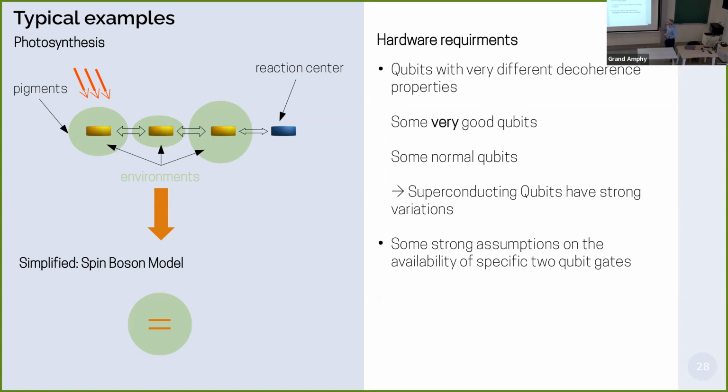And now there are some hardware requirements if you want to consider this. Basically, what we would like to have is qubits. We want to have a big chip, and the qubits have differing decoherence properties. Some of the qubits, in our case one, should be very good, and the others can be, let's say, normal. If your qubits are bad, it's also not very good. But let's say some should be kind of normal, and some qubits should be very good.